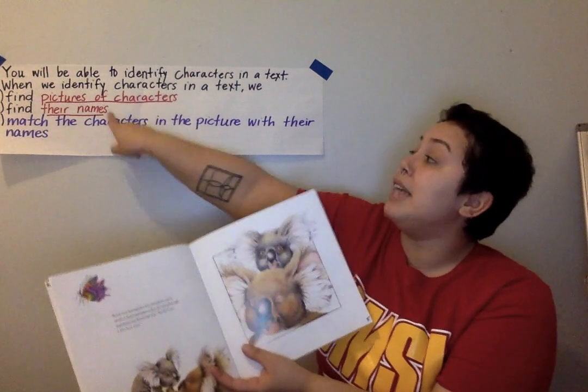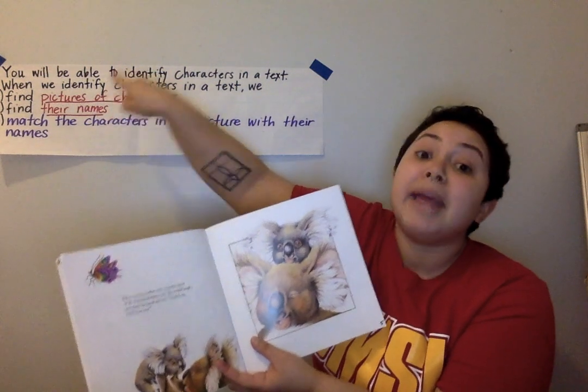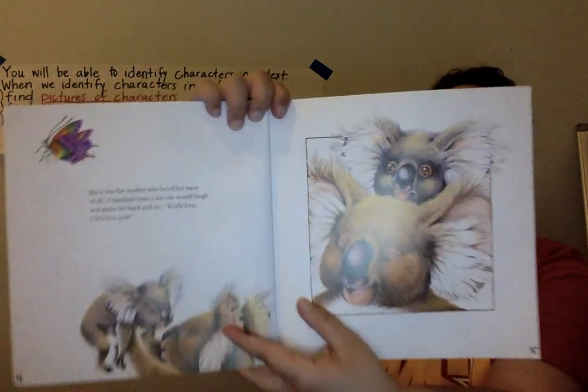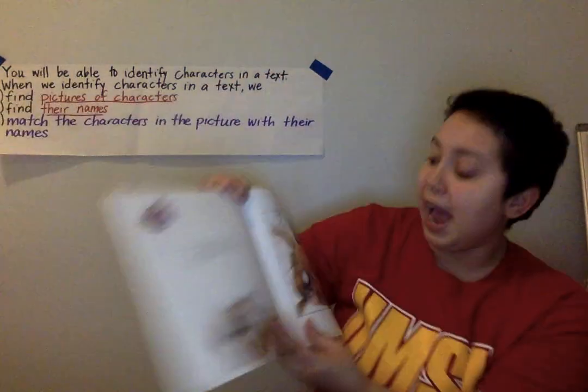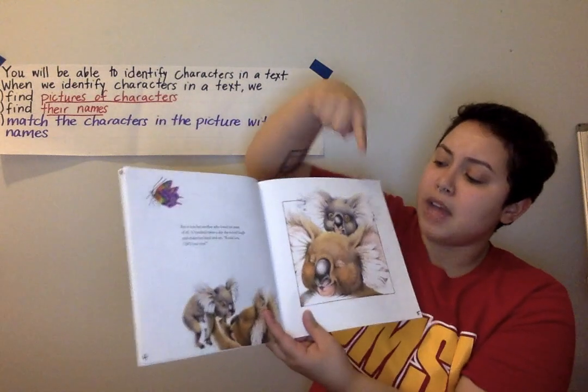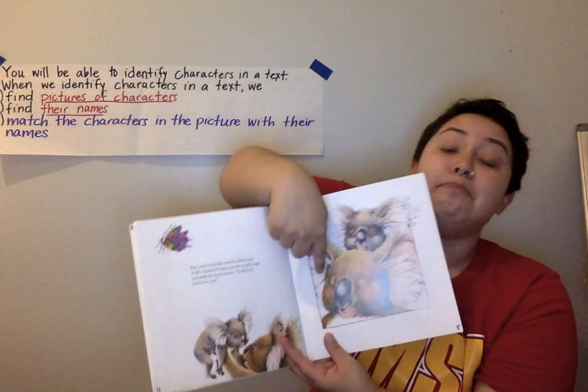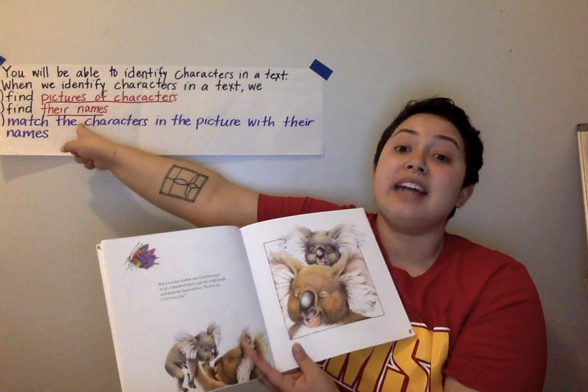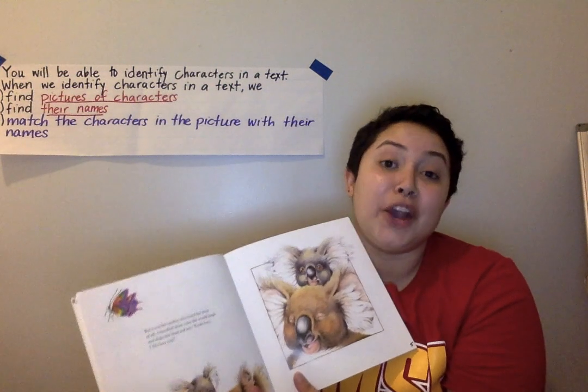The first thing we do when we identify characters is we find the pictures of the characters. Now, I turn to this page right here. I see a little koala and a big koala. The next thing we do is we can read the text and we find their names.